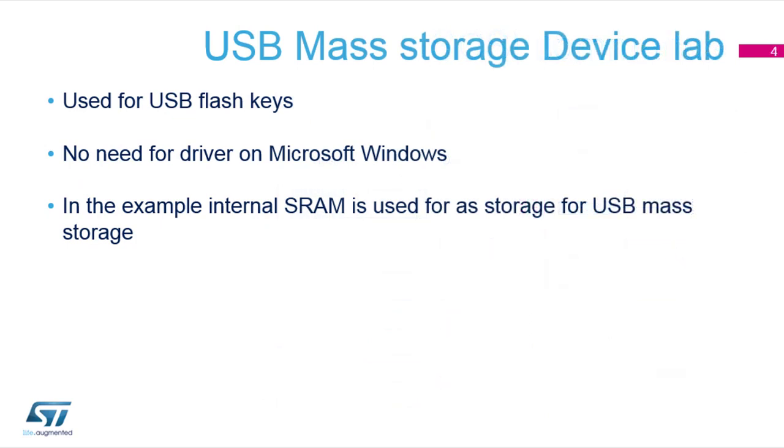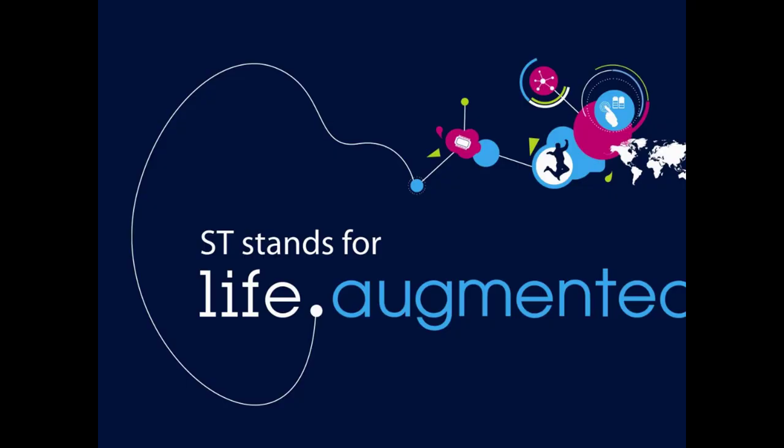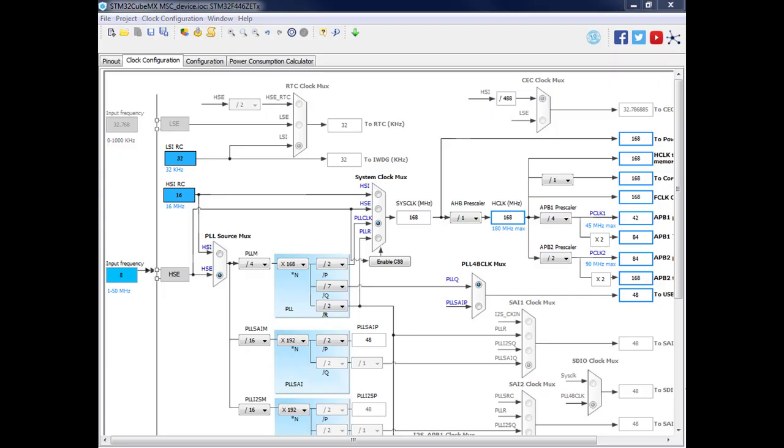The mass storage is mainly used for the USB flash key. I think it's the most known example. And no drivers are needed from Microsoft Windows. In the example, we use the internal SRAM of our STM32 for the storage. I think now we can launch CubeMX and start this lab.